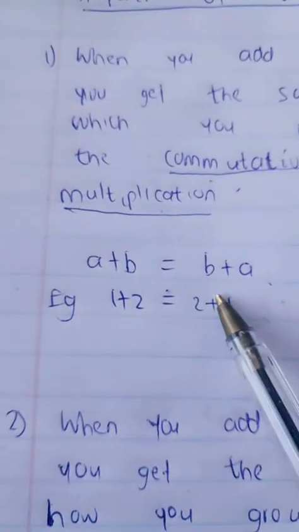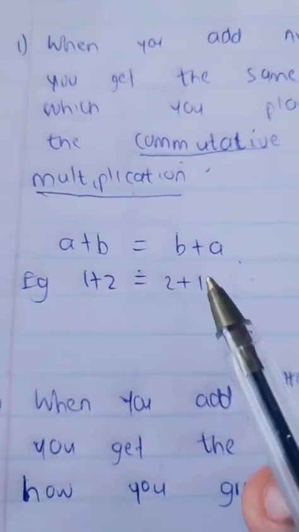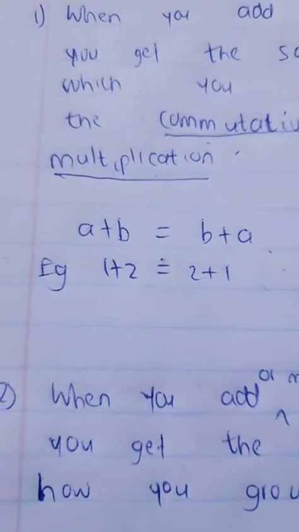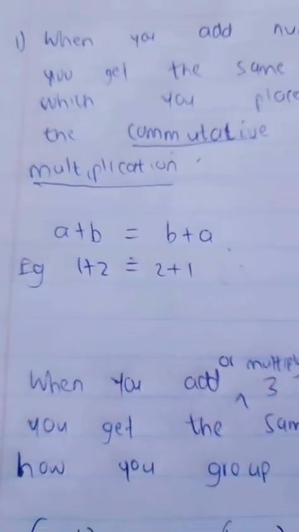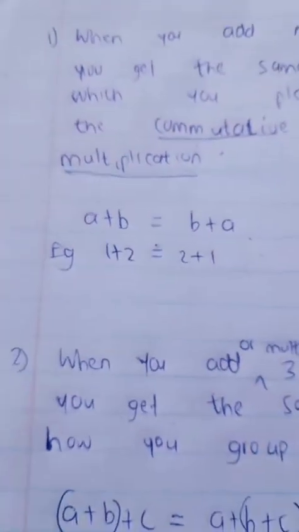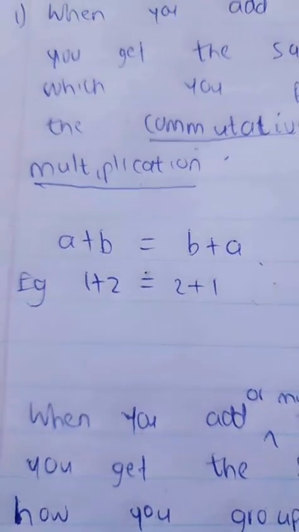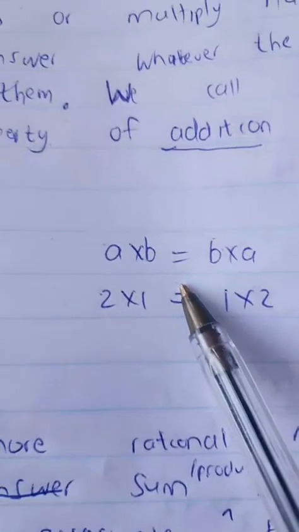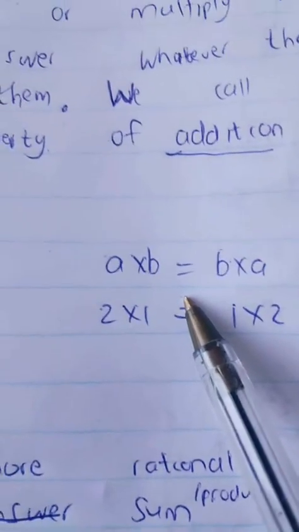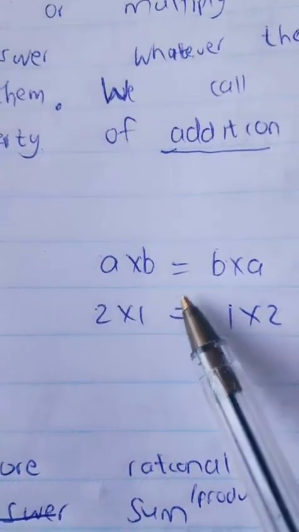1 plus 2 is equal to 2 plus 1. 3 plus 5 is equal to 5 plus 3. 9 plus 1 is equal to 1 plus 9. 2 plus 7 is equal to 7 plus 2. So however you place the order of those numbers, you get the same answer. With multiplication as well, however you place the order of the numbers, you will get the same answer.